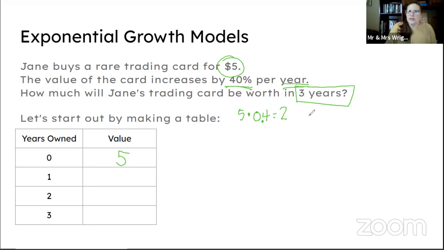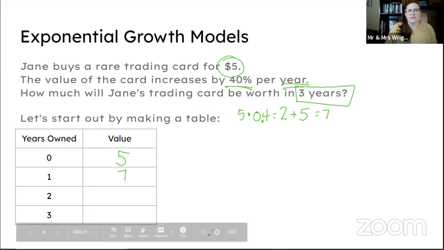Okay, so is the trading card worth $2? No, it increased in value by $2 because it increased in value by 40%. So we need to take this increase and add it to the original amount of $5. So altogether, the value of the second card is $7.